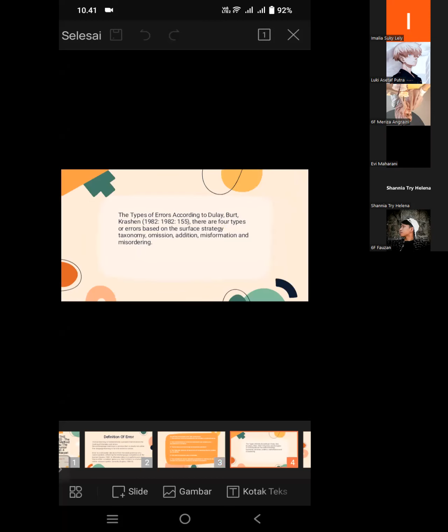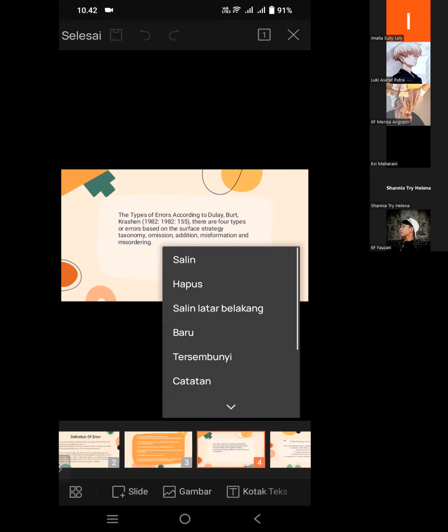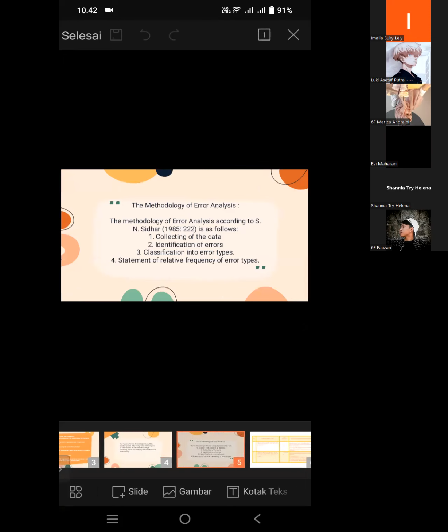The types of error according to Dulay, Burt, and Krashen: there are four types of error based on the surface strategy taxonomy: omission, addition, misformation, and misordering. The methodology of error analysis, according to Sridhar, is as follows. First, collecting of the data. Second, identification of errors. Third, classification into error types. And the last, statement of relative frequency of error types.